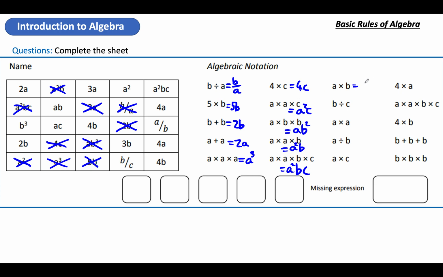Right, A times B, so they're touching, so we put A, B. Nice and easy, that one, hopefully. Divide again. Oh, we're right back to the start, aren't we? B divided by C, so we put B divided by C with the fraction line instead.